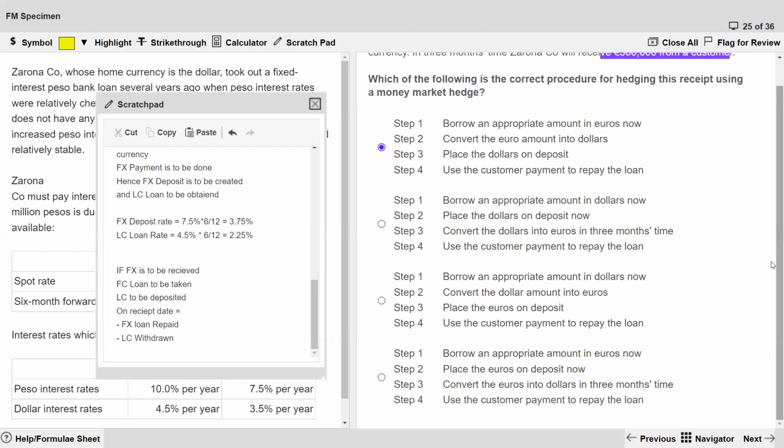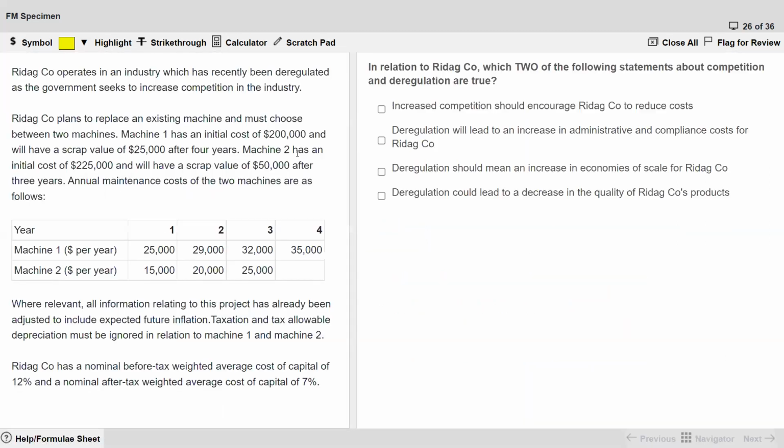Kindly look at it. We're done with this question also. That was about Zarona.